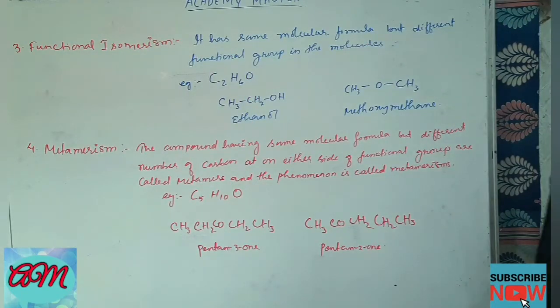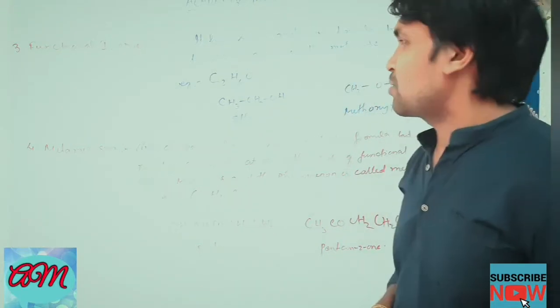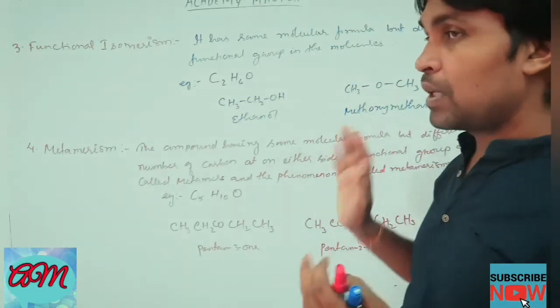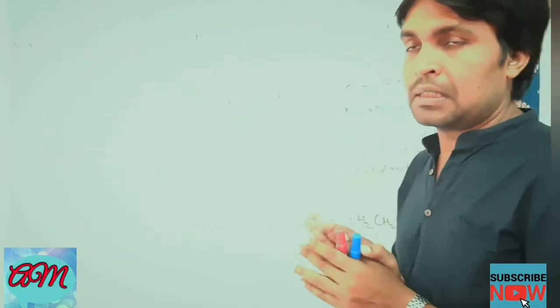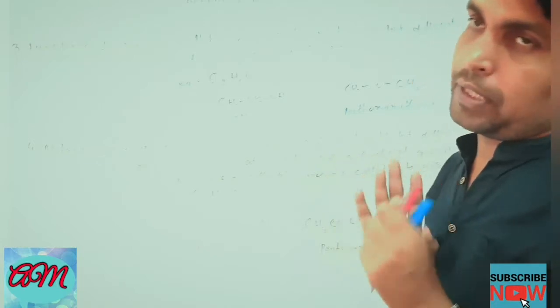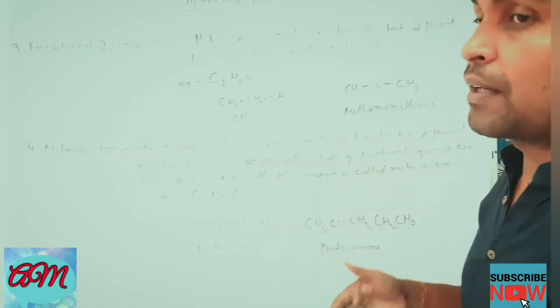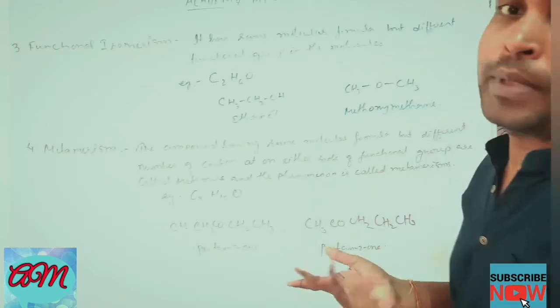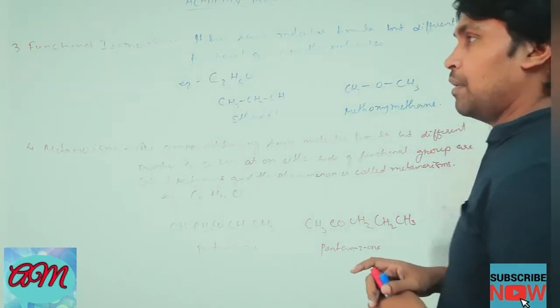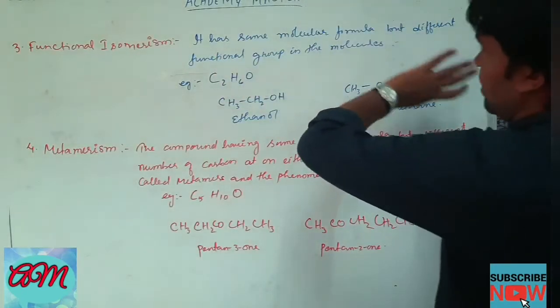So the third type of isomerism is functional isomerism. So what is functional isomerism? It is very simple. The compounds having the same molecular formula but different functional groups are called functional isomers, and the phenomenon is called functional isomerism. That is what I have written here.